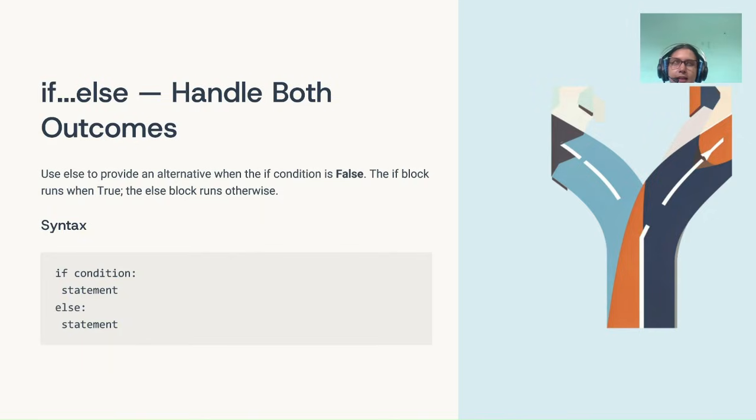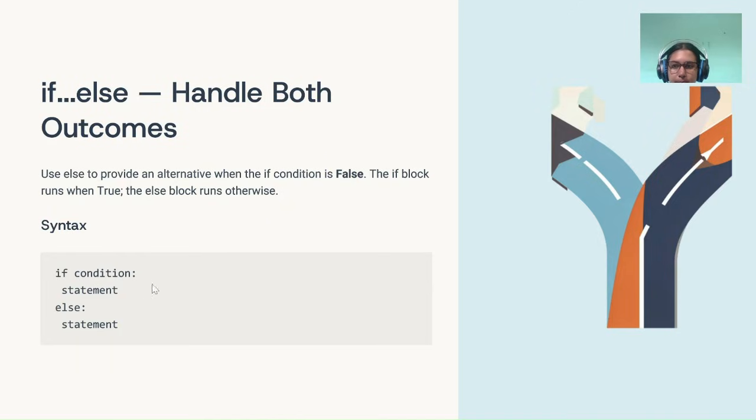Think of it like this: if it rains, carry an umbrella. Otherwise, carry sunglasses because it will be sunny. Or if you score 30 marks or more, you pass. Otherwise, you fail. The else block gives Python another set of instructions to execute when the if condition is false, right? So this is the syntax for it.